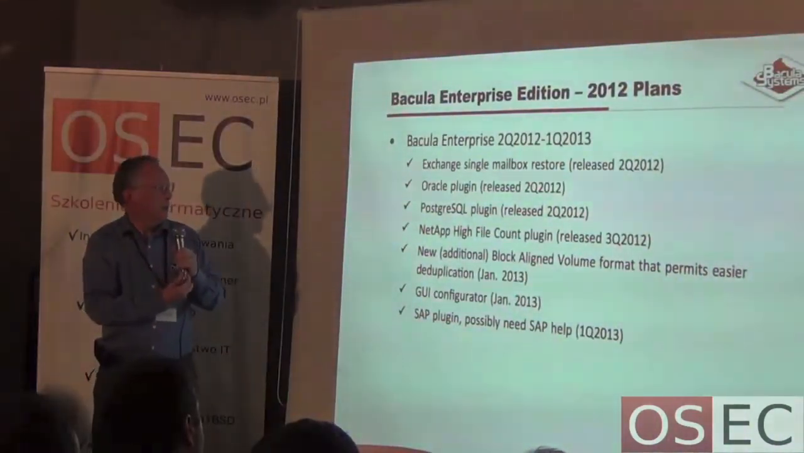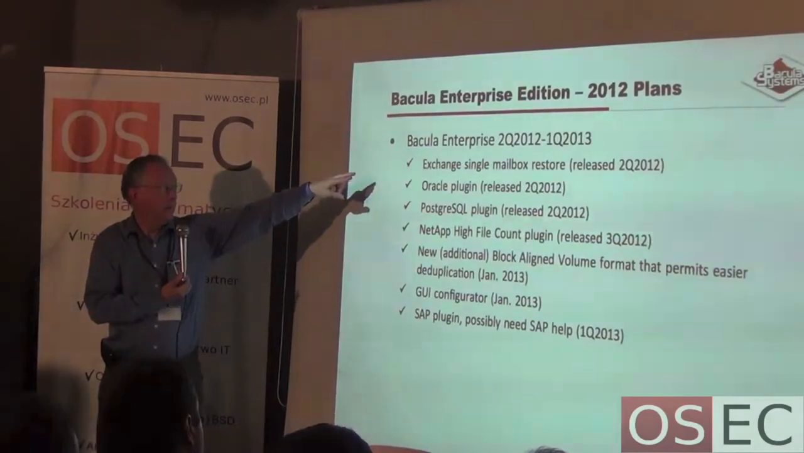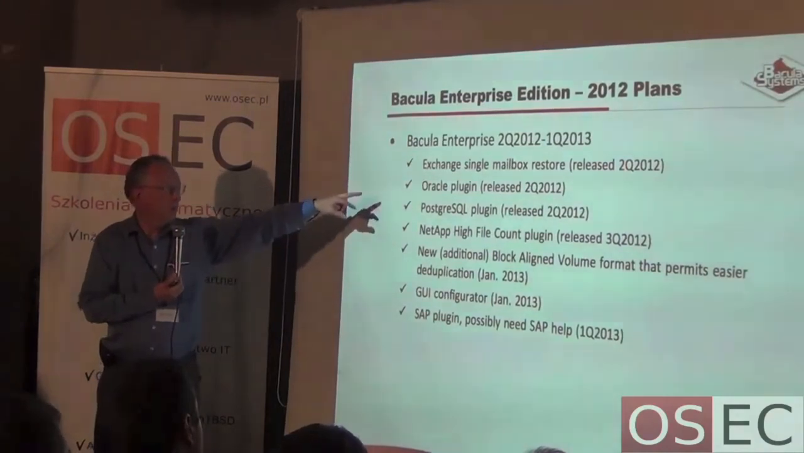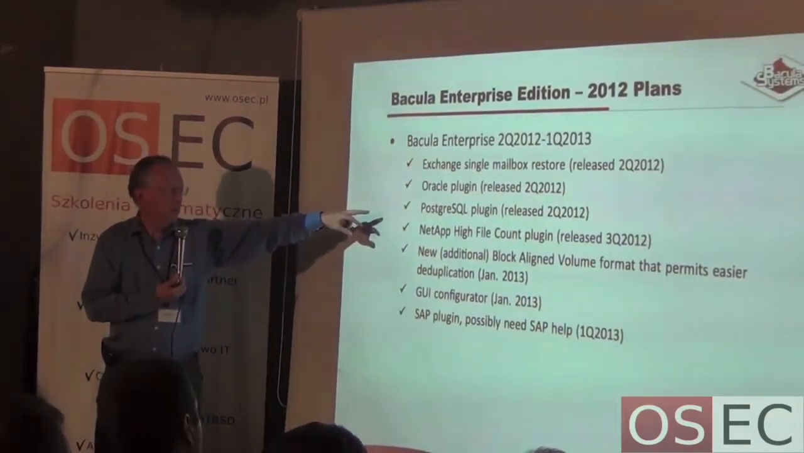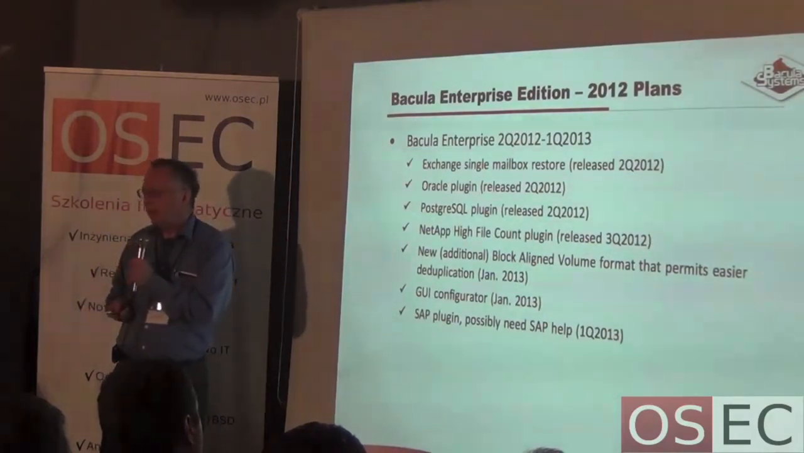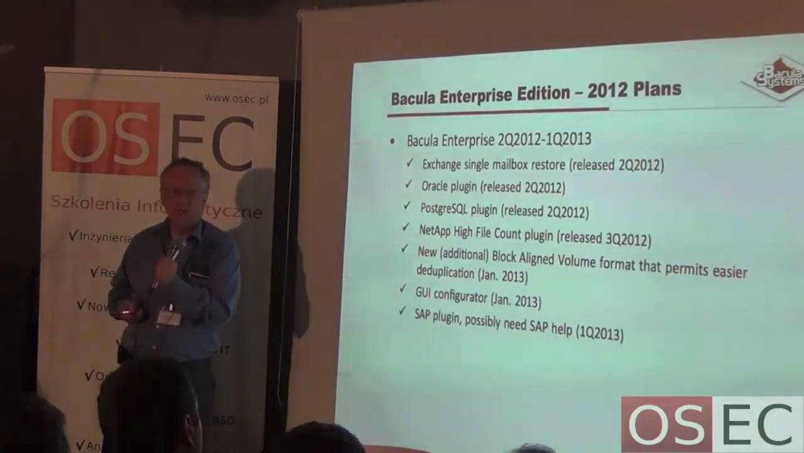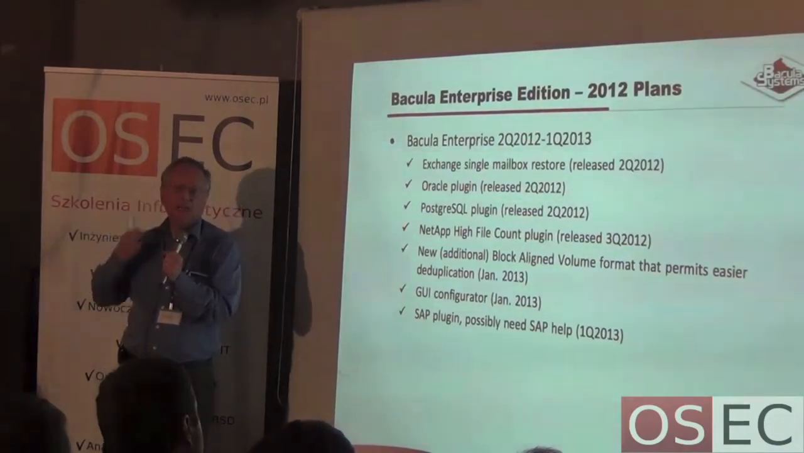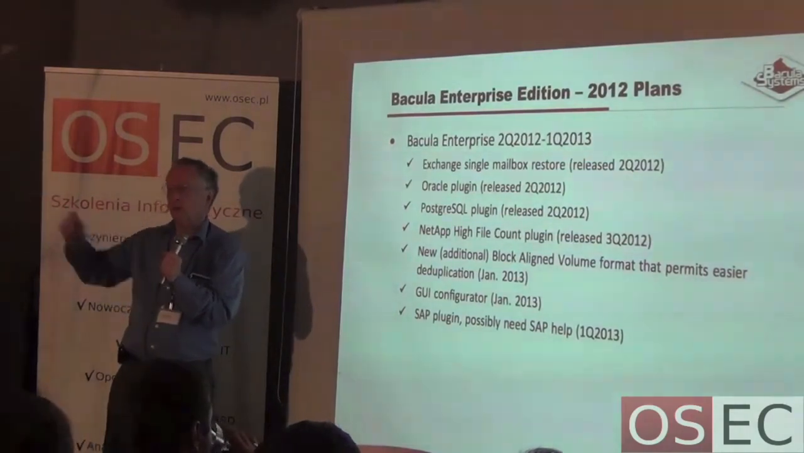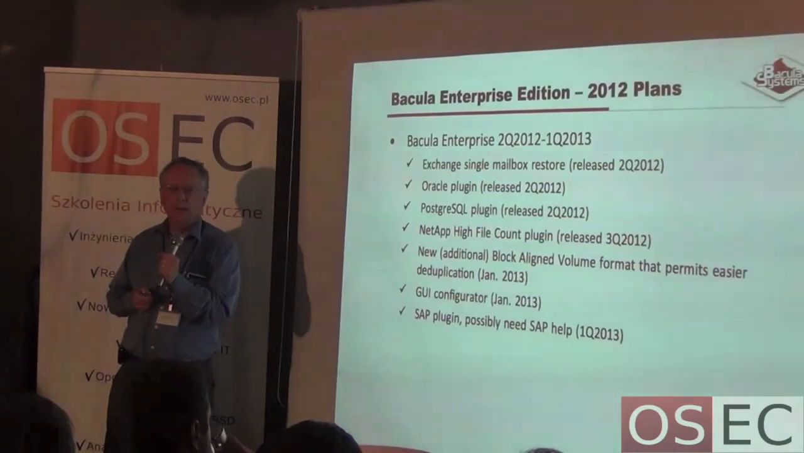Okay, and so we've implemented a single mailbox restore. That was released in the second quarter. Oracle plugin, PostgreSQL plugin. We've implemented a new way to back up NetApp filers, where it's particularly useful if they have many millions of files, like 20, 30 million files. The time it takes to walk through the file system to figure out what you want to back up for an incremental backup takes a very long time, sometimes a couple hours.